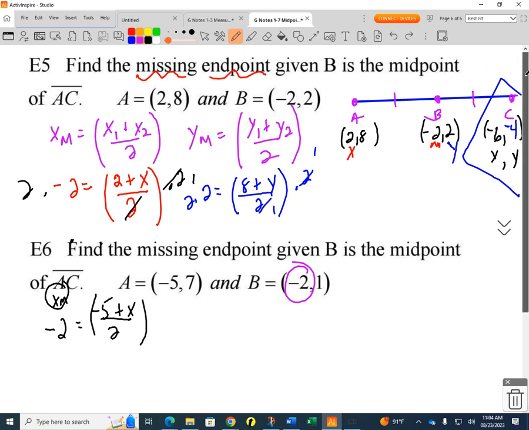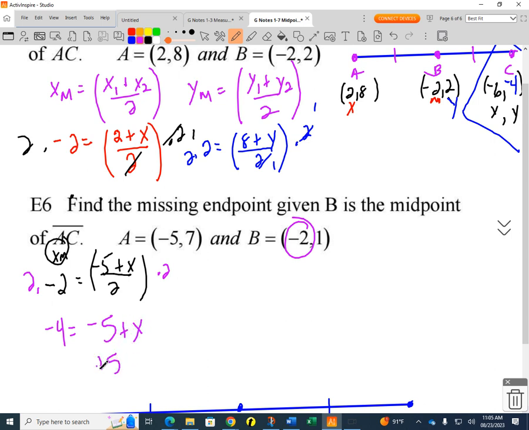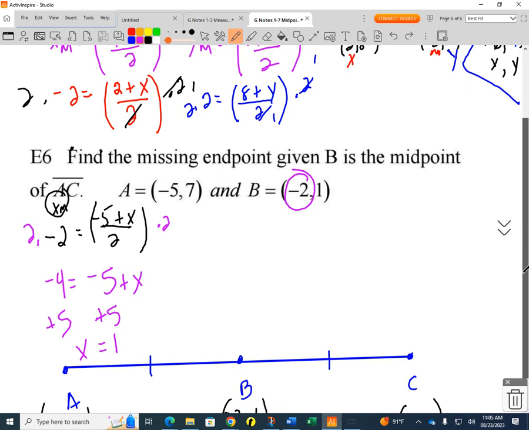Okay. So now I'm going to leave it up there so you can see that formula all in one. So now always multiply both sides by 2. So we've got -4 equals -5 plus x. And add 5 to both sides. And now I know that the x coordinate of C is +1.